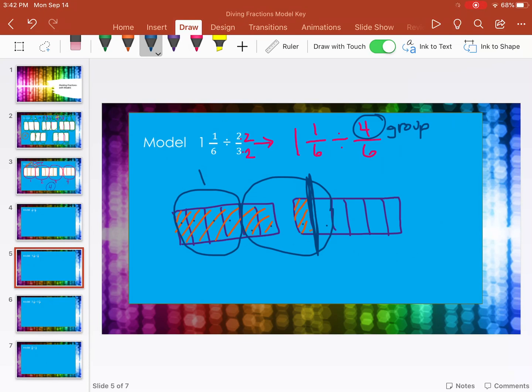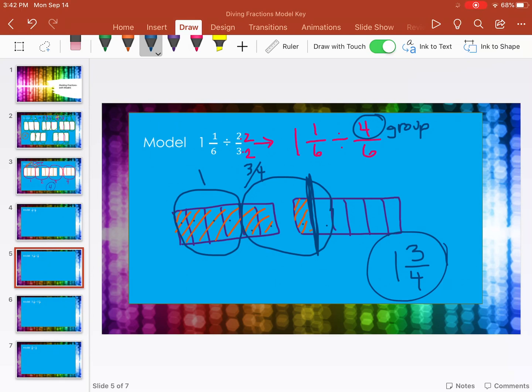Okay, how do I get that fraction? By looking at what I have shaded. So how many pieces did I have that were shaded in that group? 1, 2, 3. Out of how many pieces was I trying to circle by? I was trying to circle 4 pieces, so 4. So my answer ends up being 1 whole group and 3/4 of a second group. So 1 3/4.